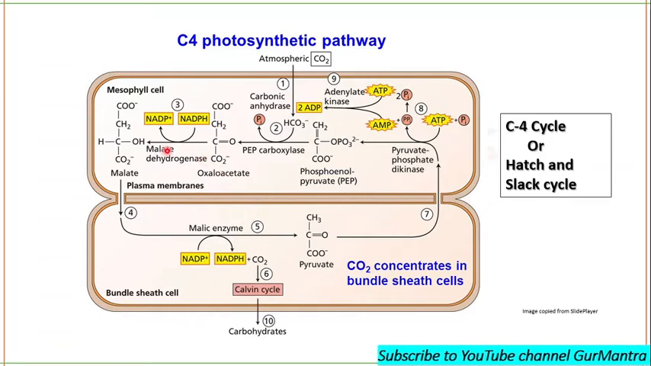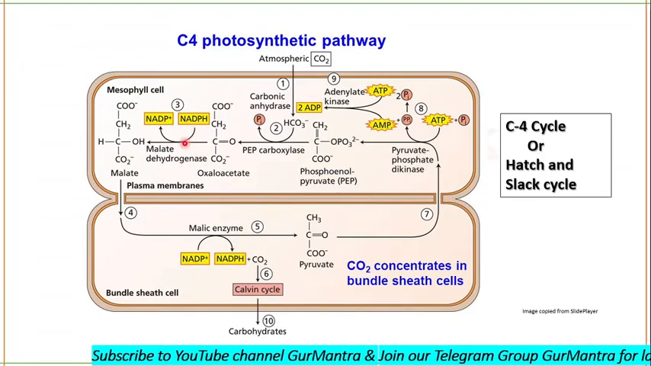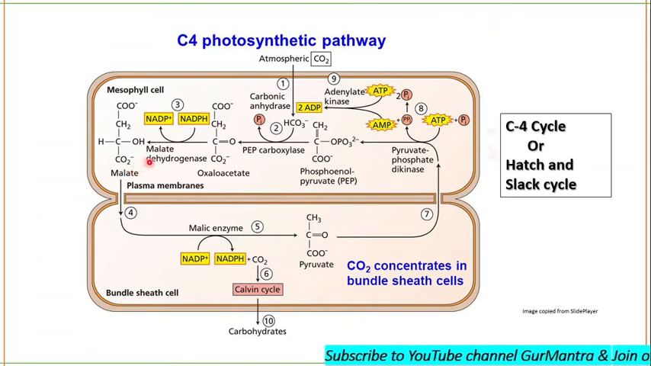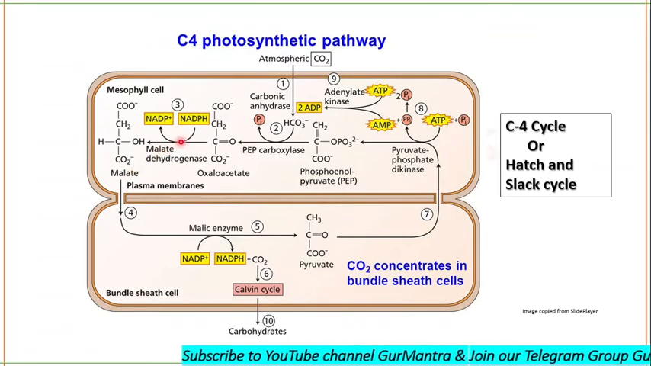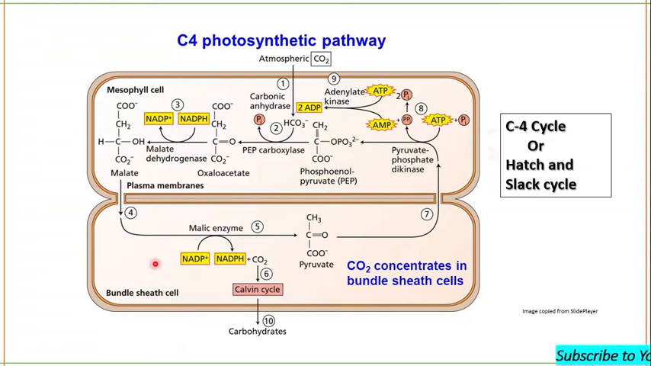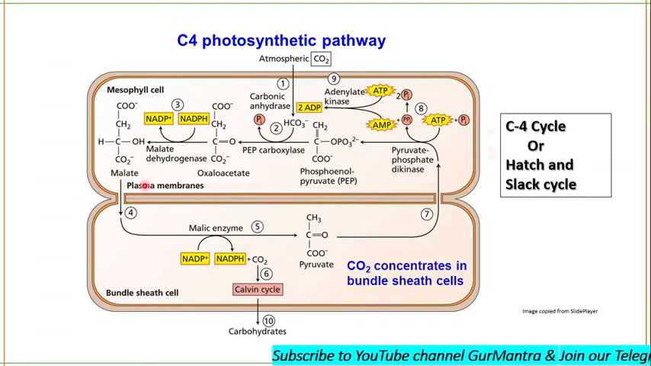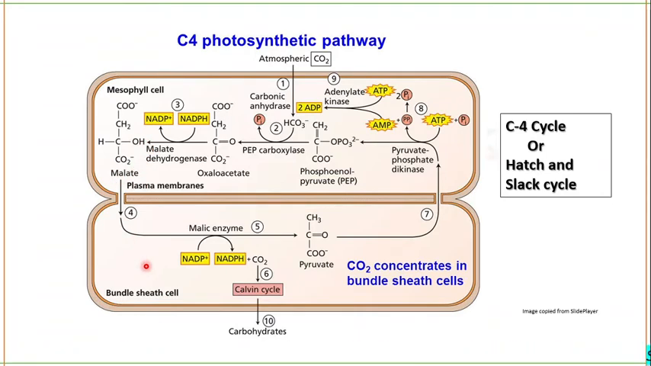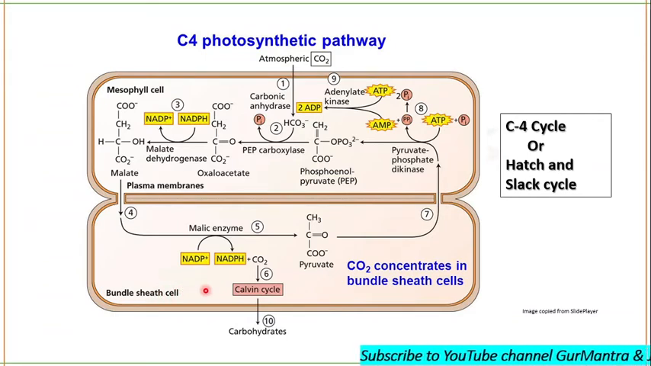Oxaloacetate gets converted into malate in the presence of malate dehydrogenase, and NADPH is used up here and gets converted into NADP positive. Now this malate which is formed in the mesophyll cell will move to the bundle sheath cell. Clear? Now what happens in the bundle sheath cell?